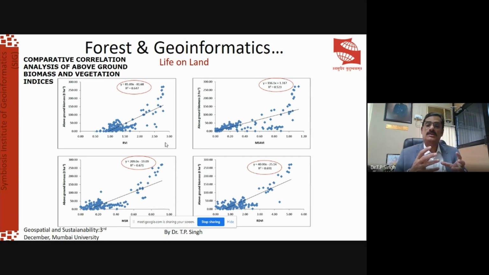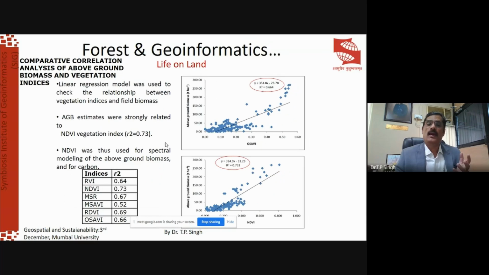Those biomass data sets which we have got, we regressed against the remote sensing data with different indices, which you can see over here: RVI, MSVI, MSR, RDVI, and NDVI, and found out which one is the most prominent, where we get the very high regression value. So the R square we got with NDVI is 0.7 with the field data set.